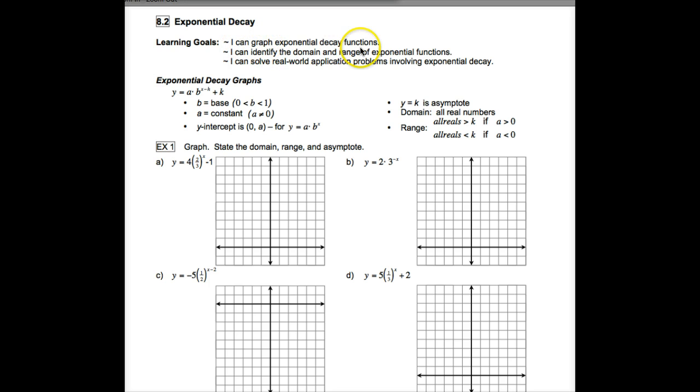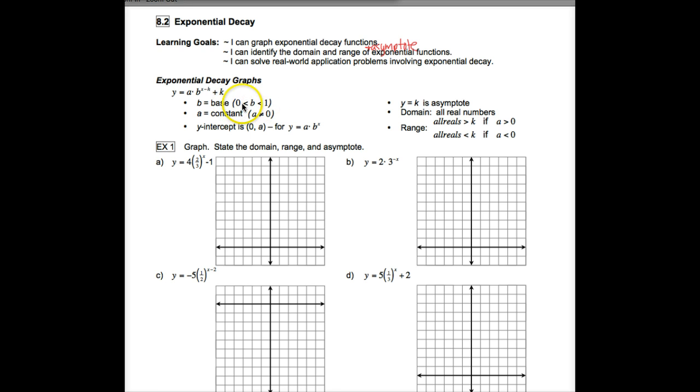We want to be able to graph the exponential decay. We want to be able to identify the domain, range, and I'm also going to add the asymptote of the exponential functions. And we want to be able to solve real-world application problems that use exponential decay. So, like yesterday, most of this is the same, again, except the base here is going to be between 0 and 1.